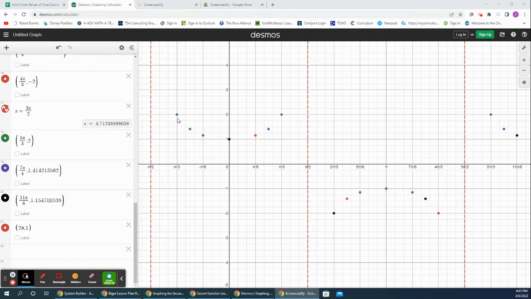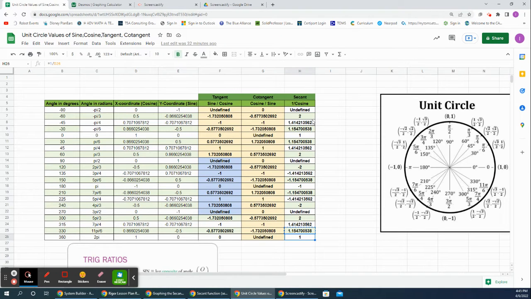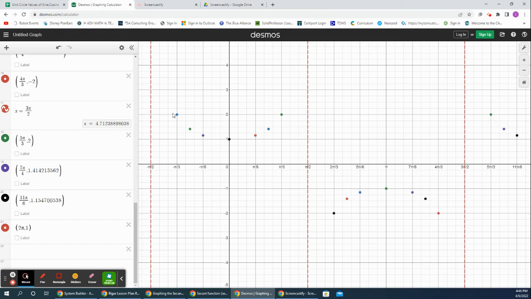Okay, so this is part 2 of how to graph secant by using our table of values that we created by doing 1 divided by our cosine values, right? We went ahead and first plotted all those points on our Desmos calculator.